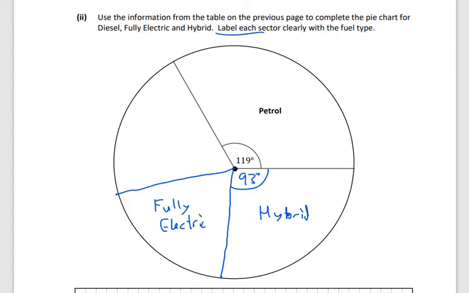You label the sectors. Even if we just label here and the angles are a bit long, we probably still get marks because the question is telling us to label. And then diesel is the other one, and that should be 79 degrees.